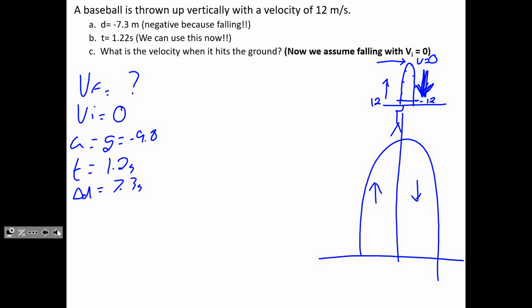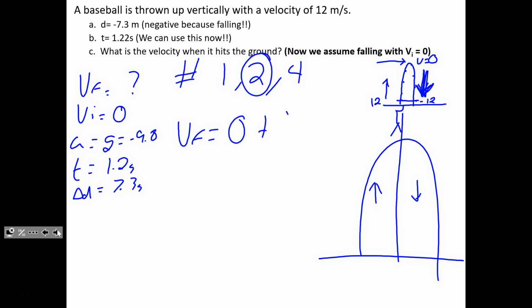All right. So anyway, in this one right here, basically I can use any formula that has velocity final in it, because that's what I'm solving for. So I can use big 4 number 1, number 2, or number 4. Again, if I have my choice, I am going to use big 4 number 2. That is the most simple problem out there. So it's VF is equal to VI. Remember, my VI is 0 plus negative 9.8, my acceleration, times my time, which is 1.2 seconds, or 1.22 seconds.